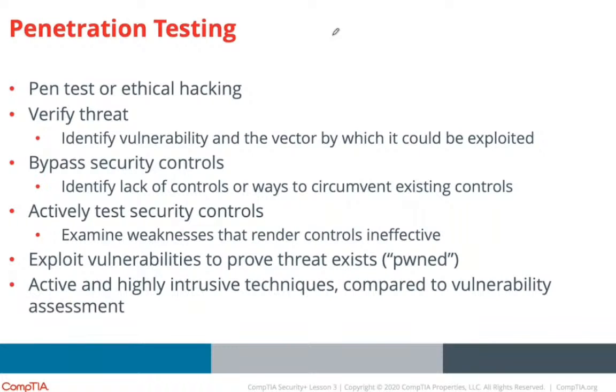There are a few steps that we need to perform. First, we need to verify the threat exists, like we can use surveillance, social engineering, network scanners, and vulnerability assessment tools to identify a vector by which vulnerabilities can be found that could be exploited.